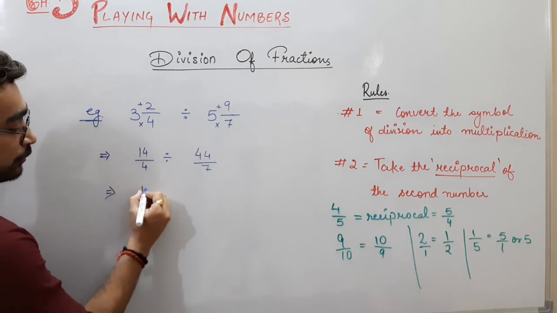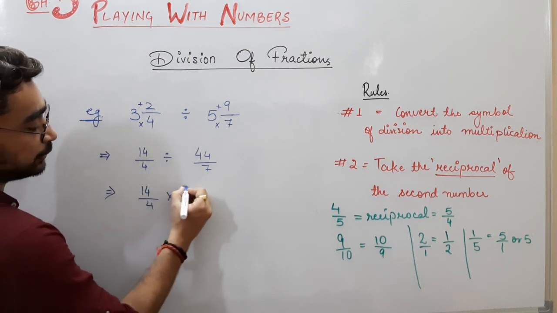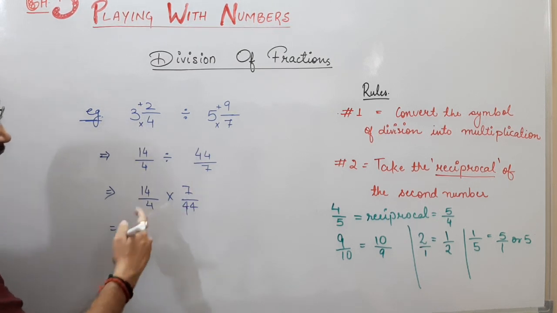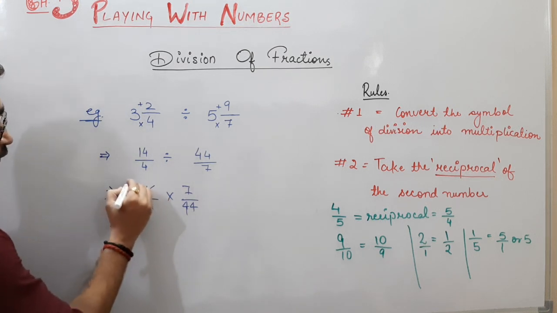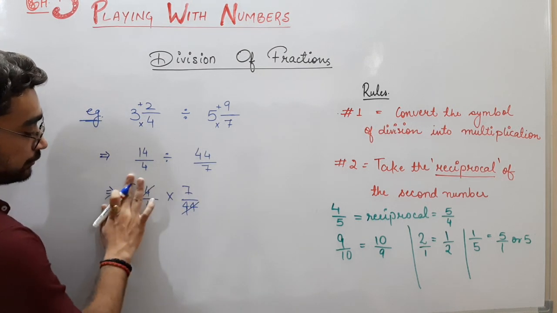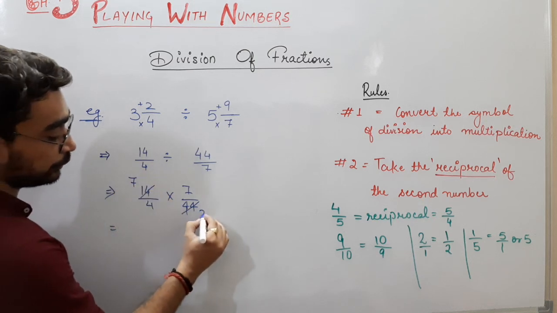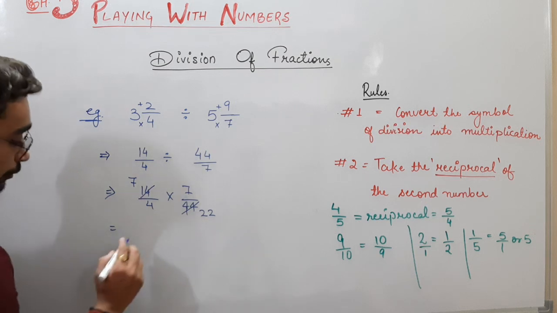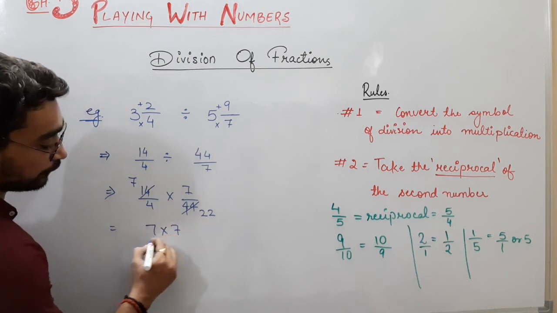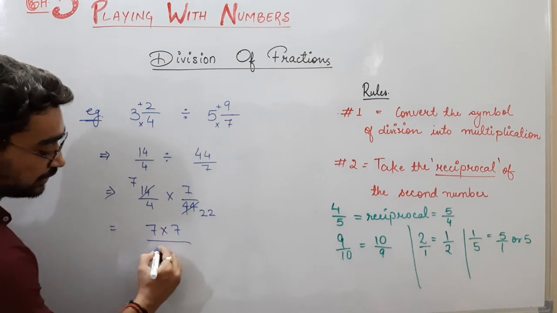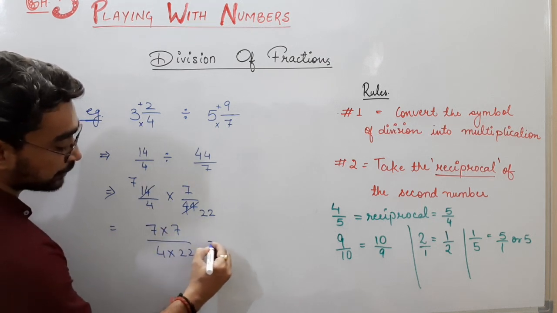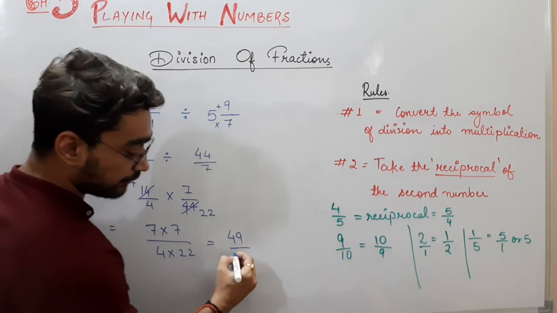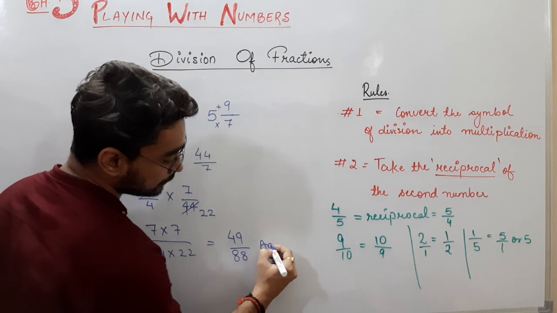Now what will happen? The same rule we will do, 14 by 4 into 7 by 44. Is it possible to cut? Yes. 2 sevens are 14 and 2 22s are 44. Anything else possible to reduce here? No. 7 into 7, product of numerators by product of denominators. 7 sevens are 49 by 4 into 22, that will be equal to 88. This will be my answer.